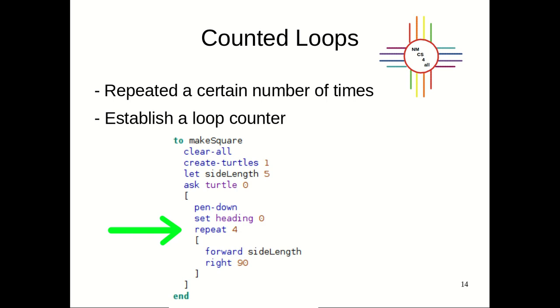Counted loops, like the name suggests, are repeated a certain number of times. Sometimes a loop counter is involved, and the program keeps track of the number of iterations. This example uses a loop to draw a square. Instead of calling the forward and turning commands 4 times, as shown earlier, a counted loop is used. The local variable side length is used as well.